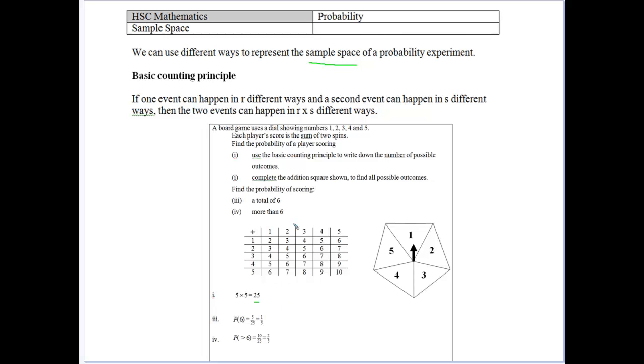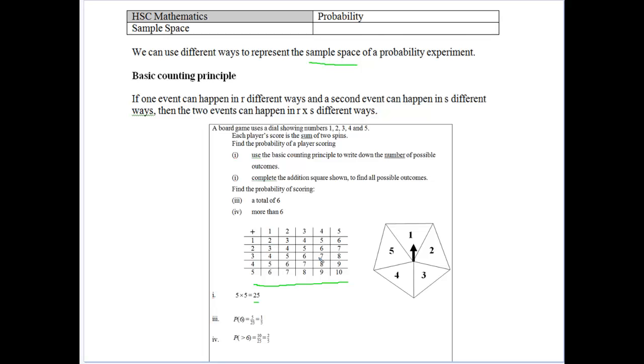Then we can use that to go to the next part: what about a total of 6? Well, the best way to do this is to draw up a table, because you want to get all the different additions that can occur. It's quite fine to draw up any diagrams or tables that you need to answer a problem. Remember, it's the idea of getting that sample space correctly.